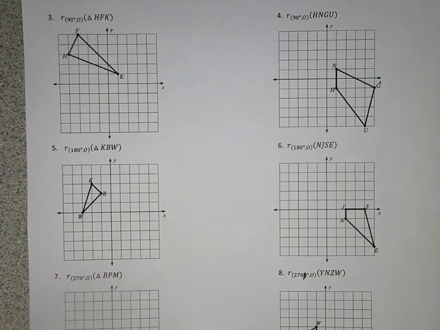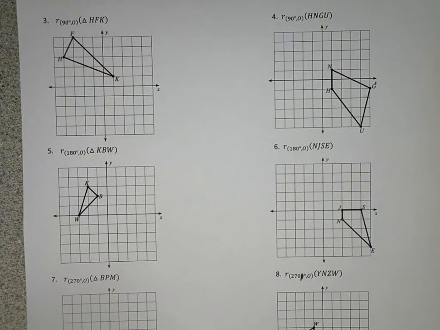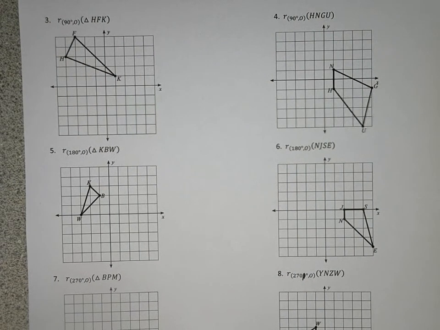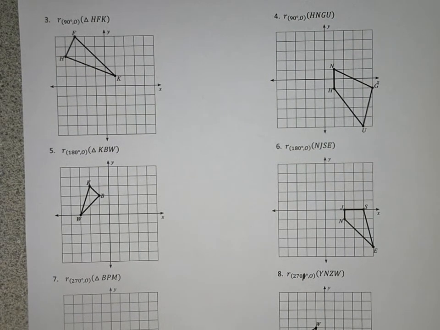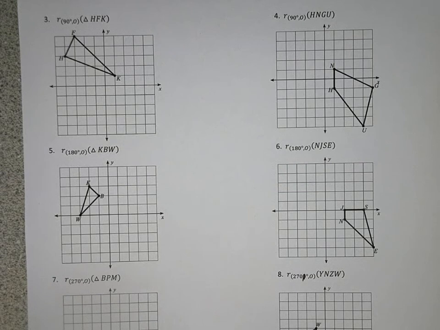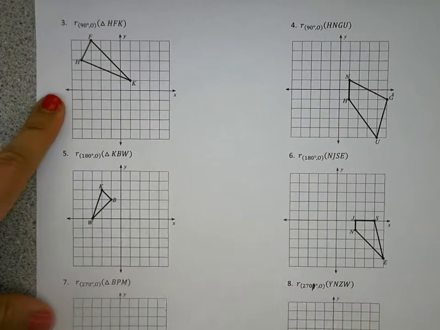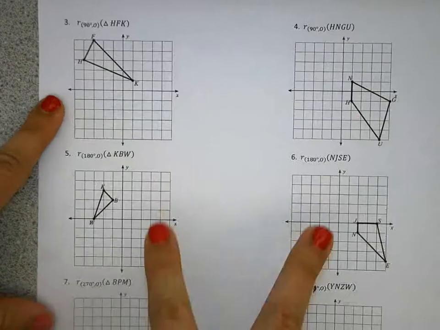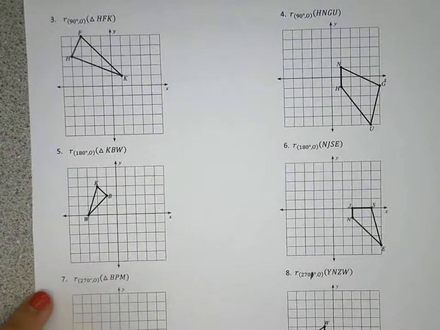And then we're going to do 9 and 10, where we rotate not about the origin. I'm going to show you how to do that, but to start, I want you to practice 3 through 8. 3 and 4 are 90 degrees. 5 and 6 are 180. 7 and 8 are 270. Okay?